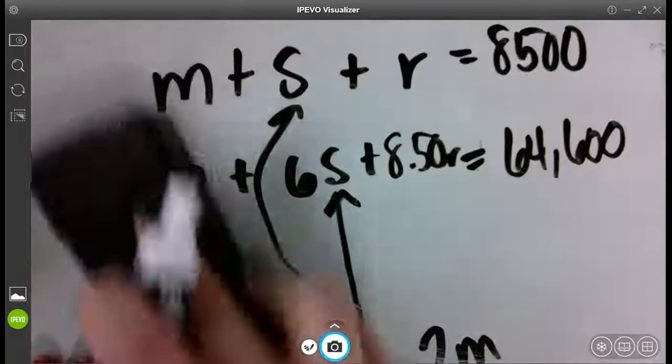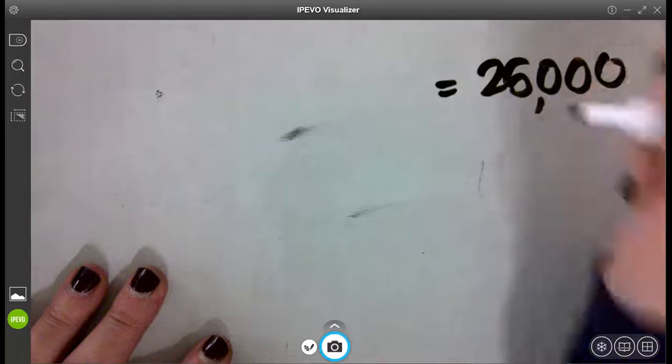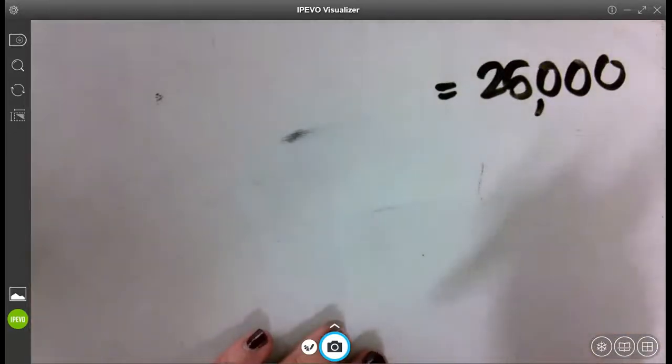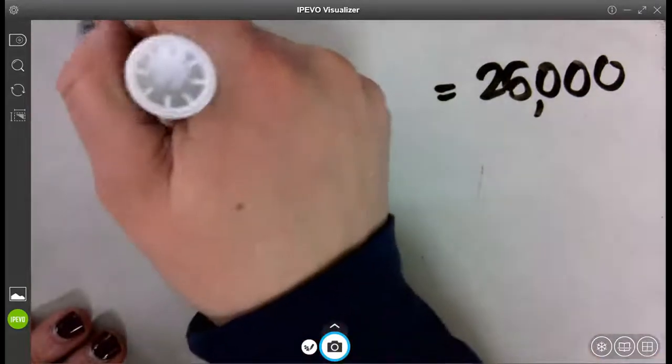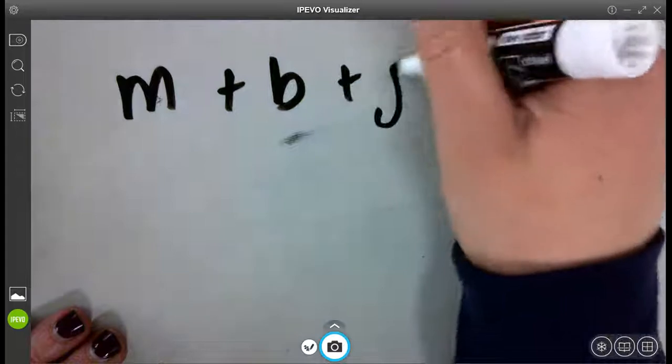Okay, let's try another one. John inherited $25,000. He invested it in the money market account and mutual bonds. So there's a money market account, there's municipal bonds, and a mutual fund.